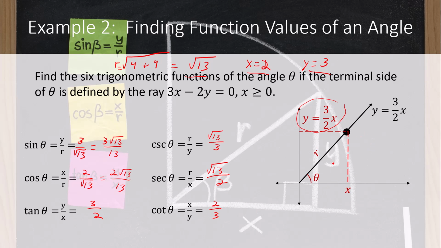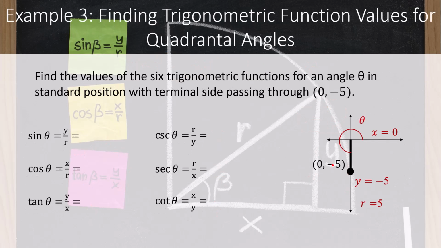We did one angle in quadrant 2. Let's take a look at a quadrantal angle. So here, we want to find the 6 trigonometric values for an angle in standard position that is passing through the point 0, -5. So this right here is 270 degrees. In this case, x is equal to 0, y is equal to -5. Remember, r is always the distance from the origin to that point, which is always going to be positive.